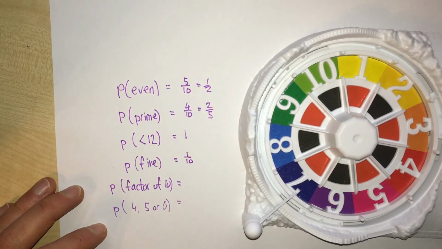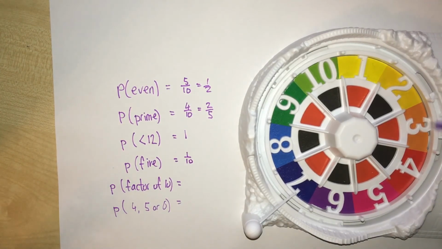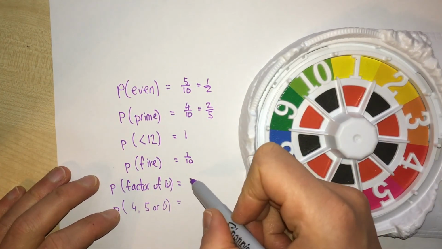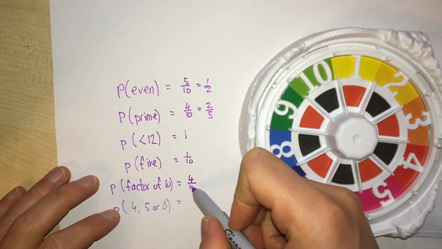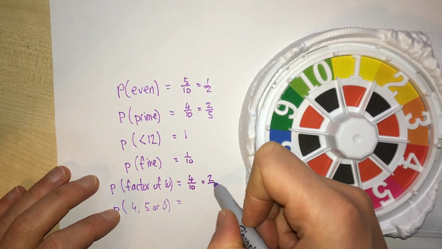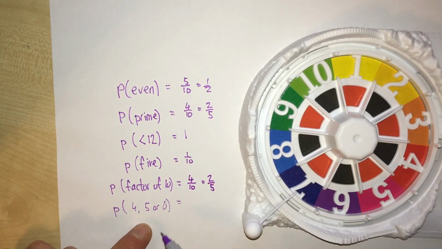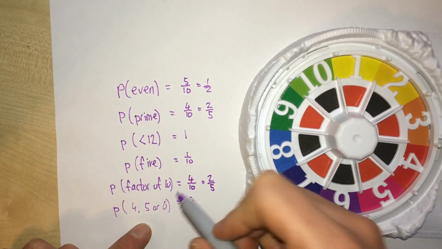Factors of 10. 1, 2, 3, 4. There are 4 factors of 10 on this spinner. So the probability of getting a factor of 10 is 4 out of 10. Or we could say 2/5 or 40% or 0.4. The probability of it landing on a 4, a 5 or a 6, well, there's 3 of those numbers. So that's 3 out of 10.